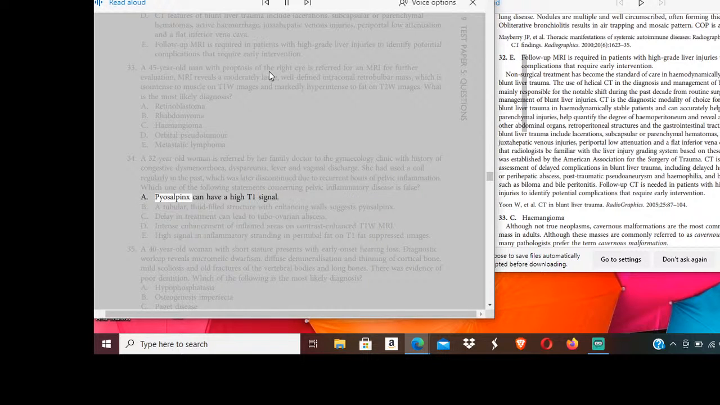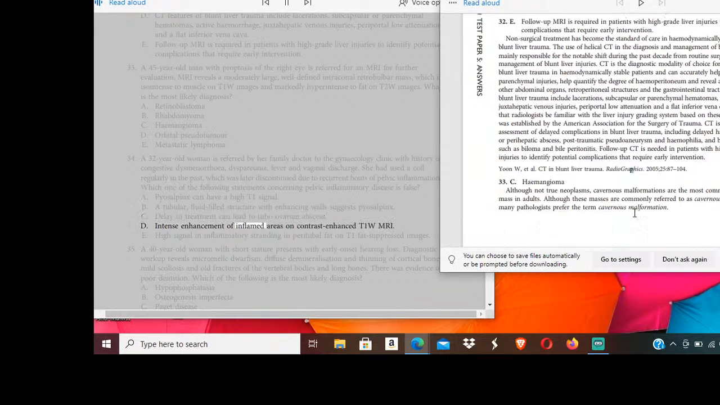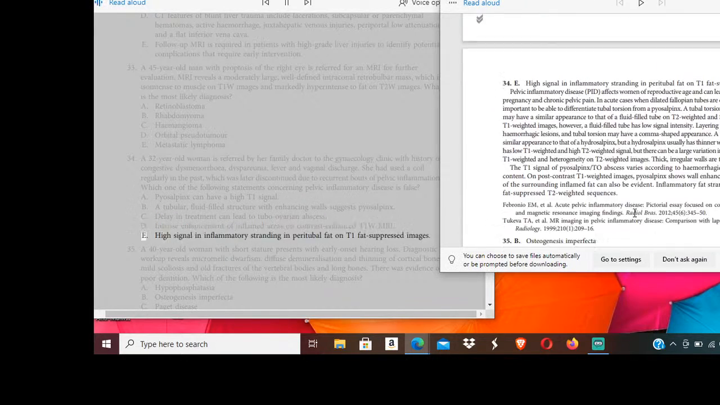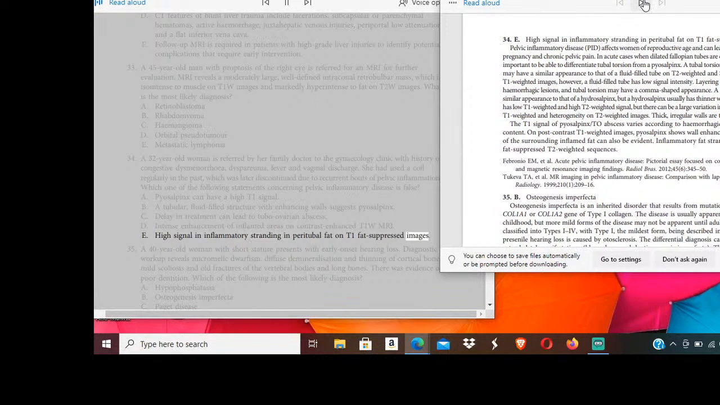A. Pyosalpinx can have a high T1 signal. B. A tubular, fluid-filled structure with enhancing walls suggests pyosalpinx. C. Delay in treatment can lead to tubo-ovarian abscess. D. Intense enhancement of inflamed areas on contrast-enhanced T1W MRI. E. High signal in inflammatory stranding in peritubal fat on T1 fat-suppressed images.